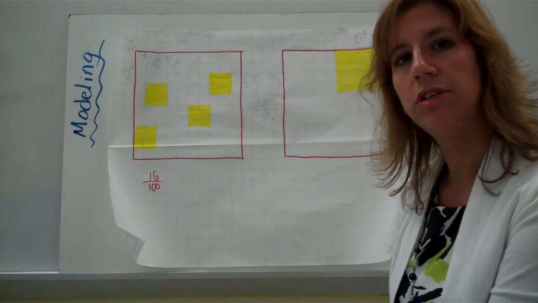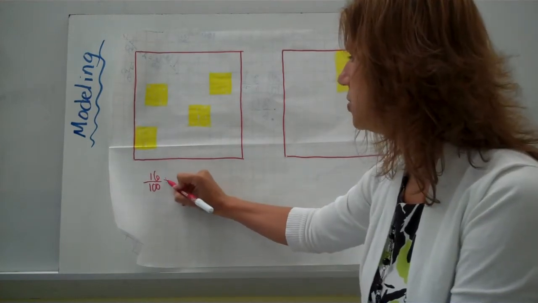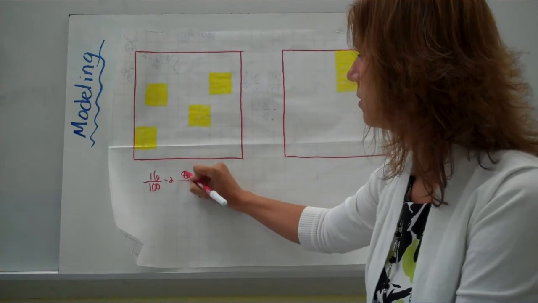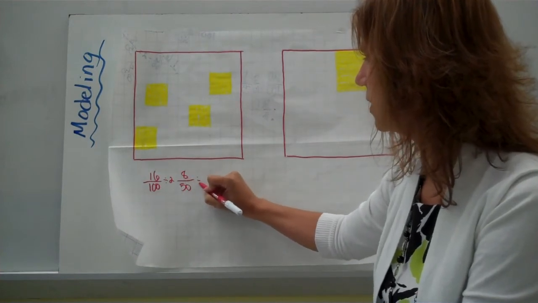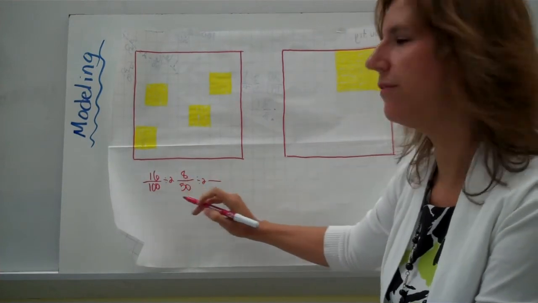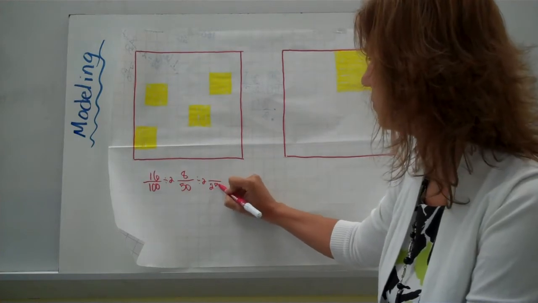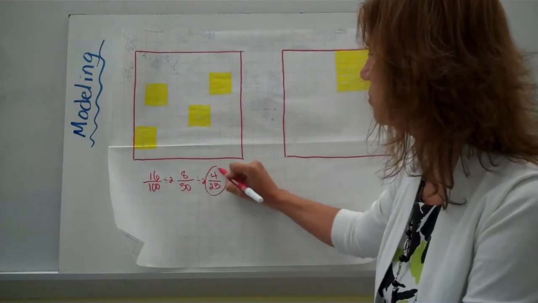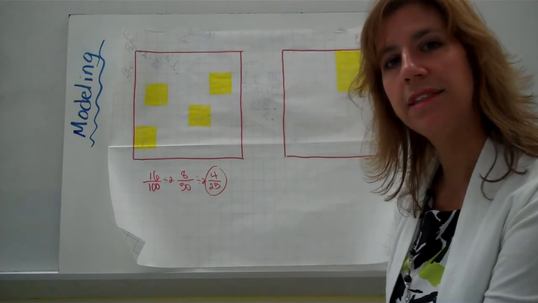Now, of course, we can reduce that, can't we? Let's divide by 2. And we can divide by 2 again. Or, of course, you could divide by 4 right from the start. There's your reduced fraction. Do you see how easy that is?